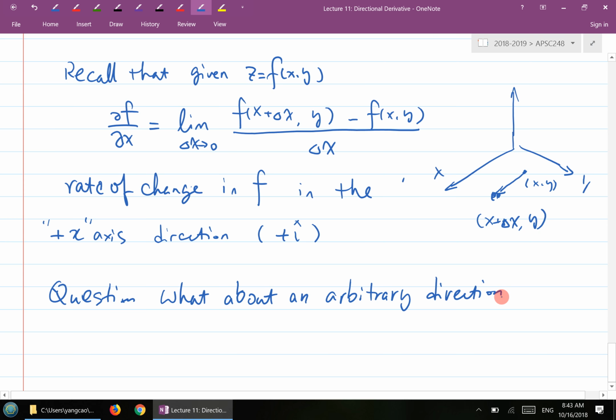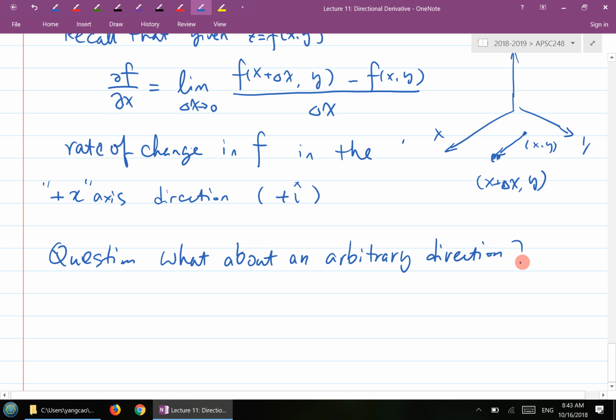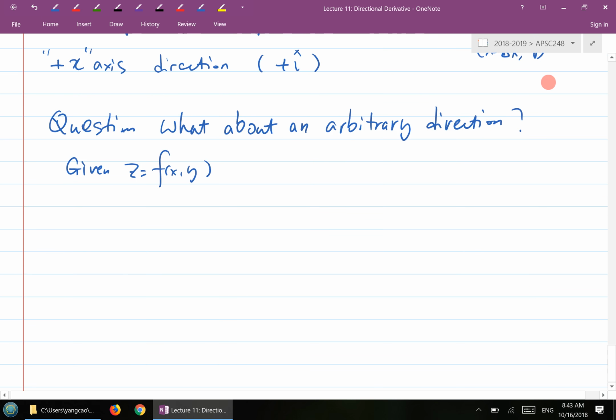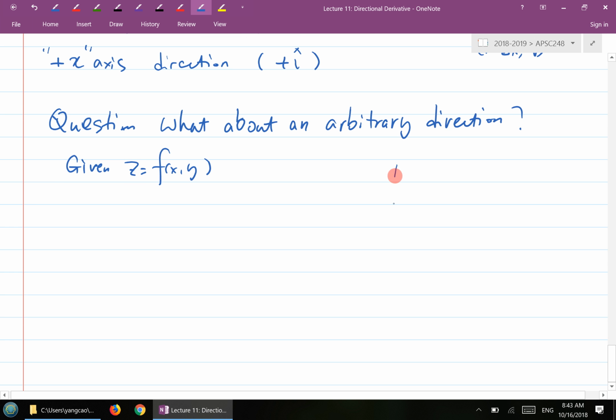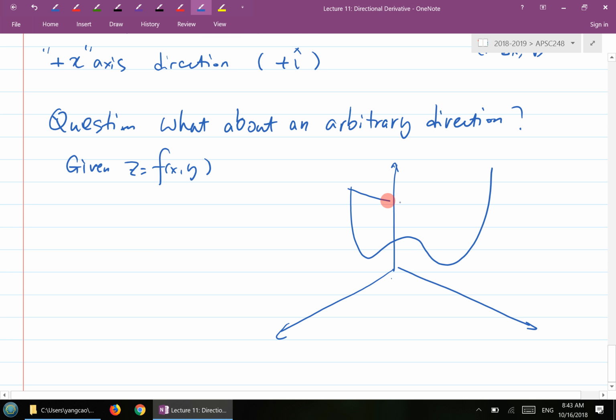So I will use a function of two variables to illustrate this idea. So let's consider a function in two variables here. Here's a function z equal to f of x, y. And I'll draw something here. It could be a little bit complicated, so bear with me in terms of the drawing. Okay, here is the function z equal to f of x, y. It's an arbitrary surface.